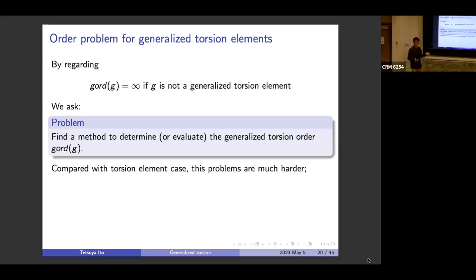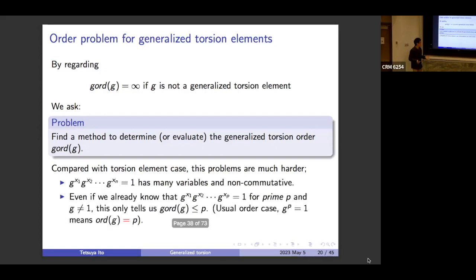Compared with the torsion element, this problem is much harder. Why? Because to find a generalized torsion element, we need to solve this kind of equation: g conjugated by x1, g conjugated by x2, up to g conjugated by xn, is equal to 1. This equation has many variables, and these equations are non-commutative. So it is not easy to solve.